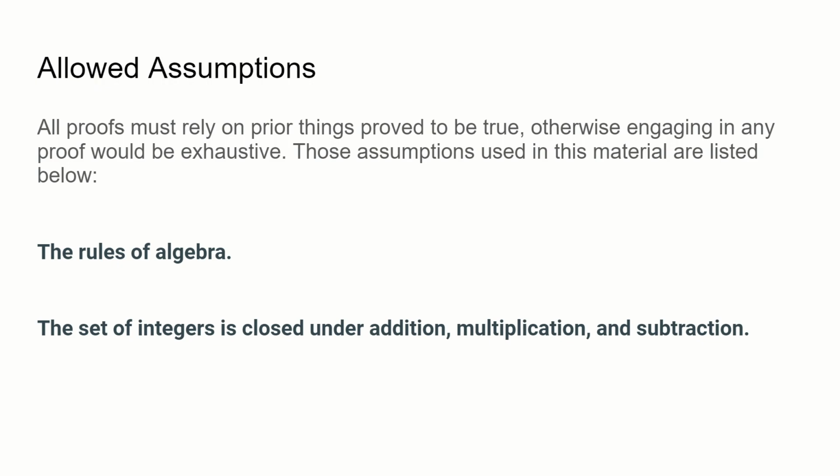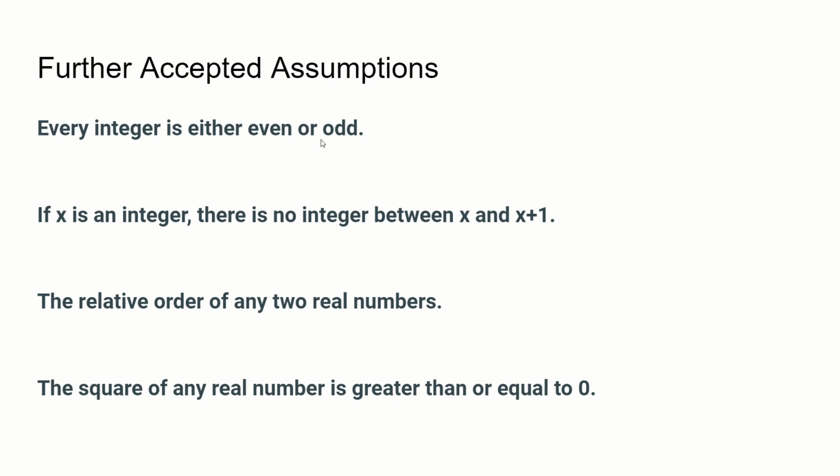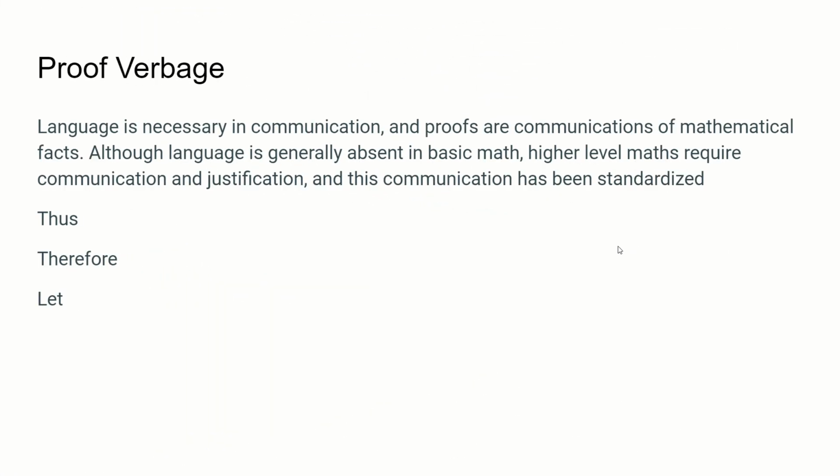But in the material of the book, they've given us a few assumptions that are built in. Like the rules of algebra, which is pretty common in all proofs. The set of integers is closed under addition, multiplication, and subtraction also. Every integer is either even or odd. If x is an integer, there is no integer between x and x plus 1, given. The relative order of any two real numbers, also a given. The square of any real number is greater than or equal to 0, also a mathematical given.